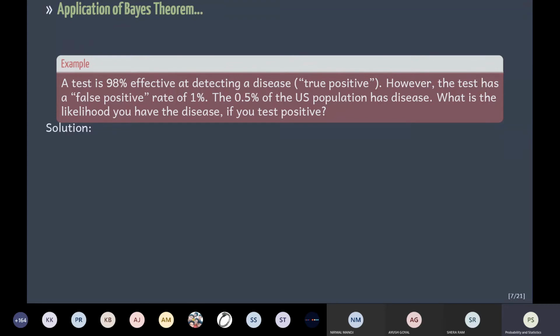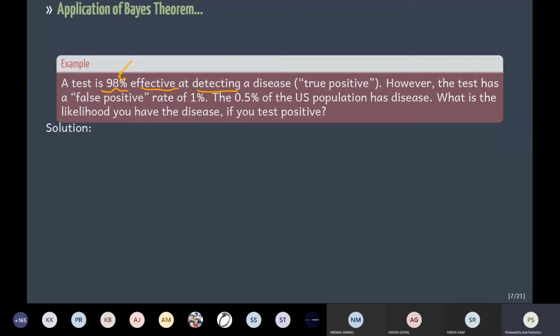Now let us see some other example as well, just to make sure that we have good practice. So let us consider another example. Let us say there are tests to identify some disease. So let us say there is a test which is 98% effective at detecting a disease. By effective we mean that there is a 98% probability that it will be a true positive. But it may fail. Another way to say is that there is a 2% chance that it will falsely detect.